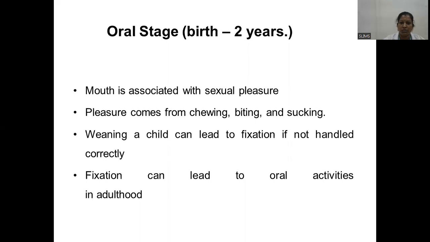Oral stage, birth to 2 years. The mouth is associated with sexual pleasure, so pleasure comes from chewing, biting, as well as sucking. Weaning a child can lead to fixation if not handled correctly. Weaning is nothing but, along with breastfeeding, supplementary food being given to the baby. Fixations can lead to these oral activities in adulthood.